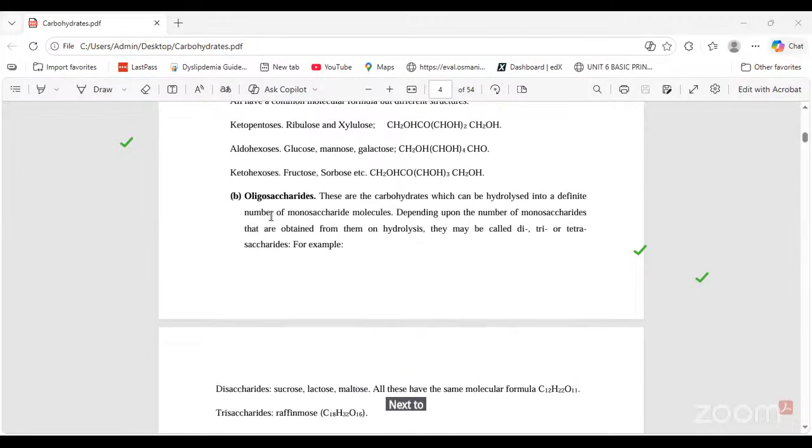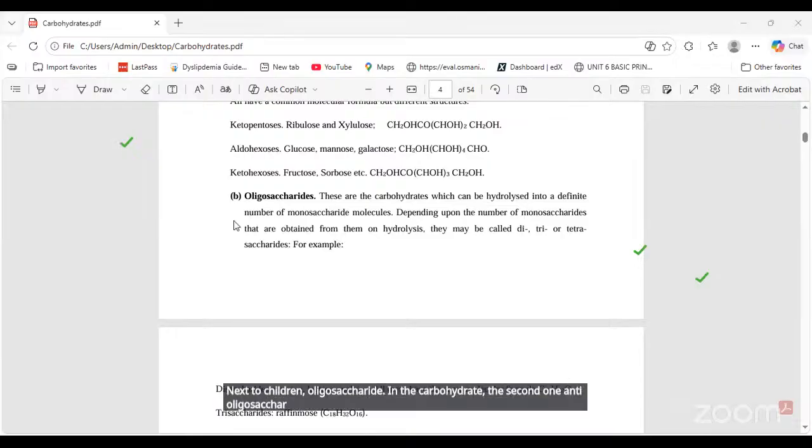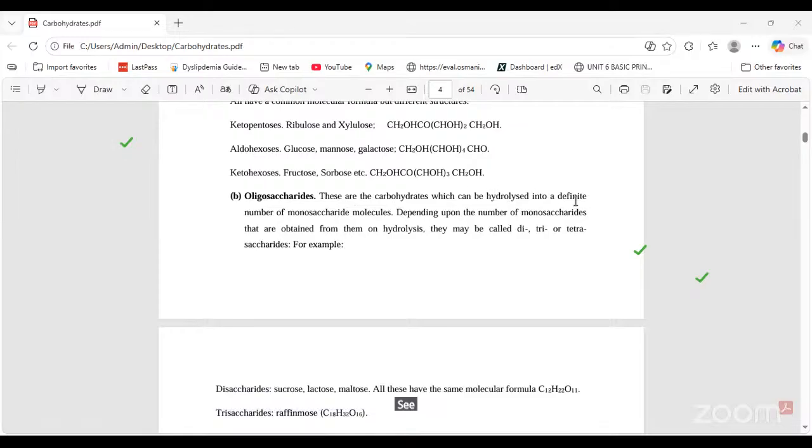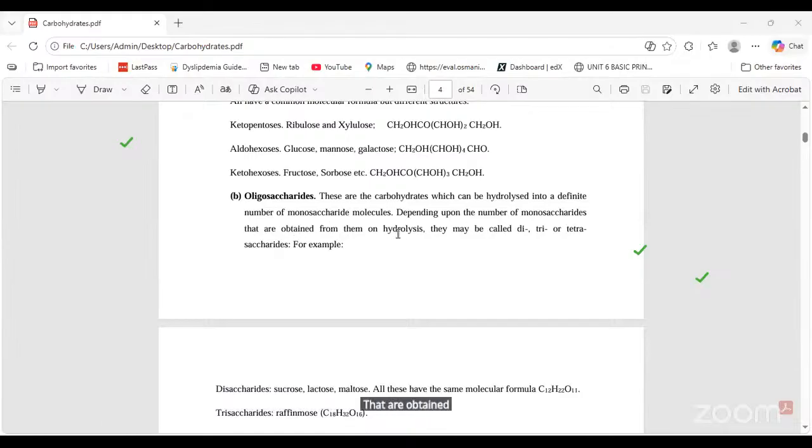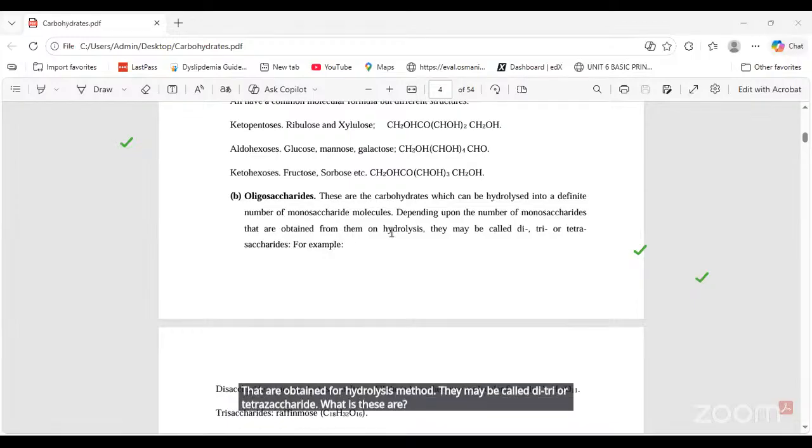Next, look at oligosaccharides. In carbohydrates, the second one is oligosaccharides. These are carbohydrates which can be hydrolyzed into a defined number of monosaccharide molecules. See here, hydrolyzed. What happened here? A defined number of monosaccharide molecules are present in this. Depending upon the number of monosaccharides obtained by hydrolysis, they may be called di-, tri- or tetrasaccharides. Di, tri or tetrasaccharides are called oligosaccharides.